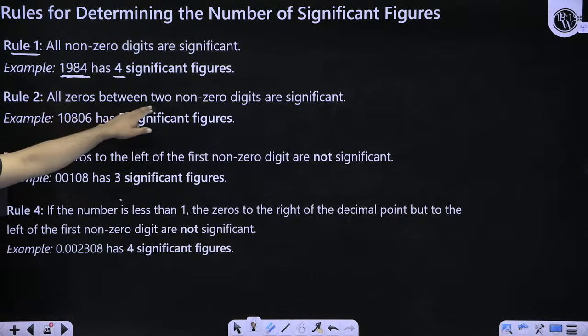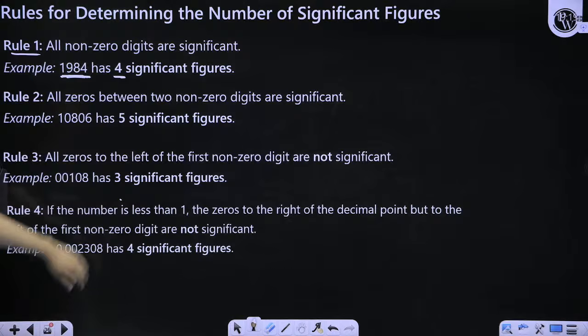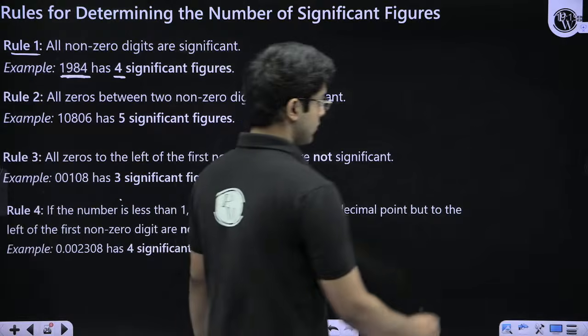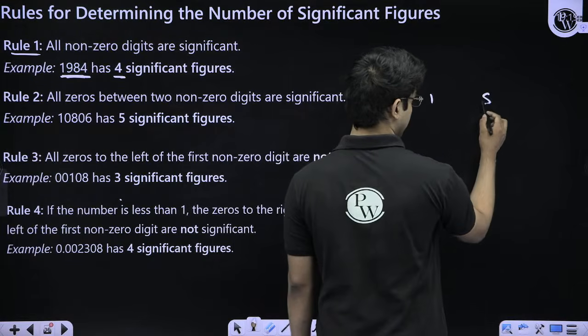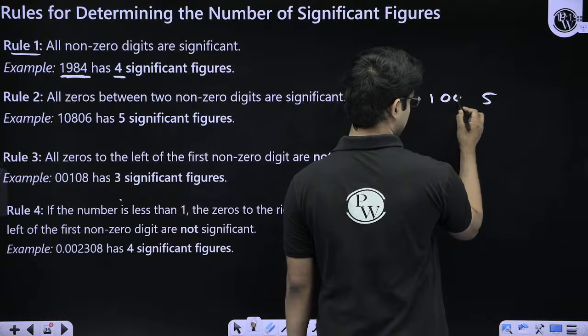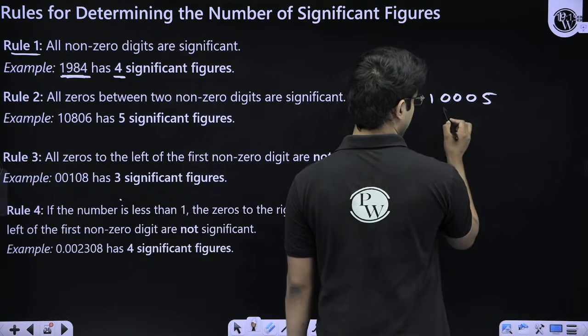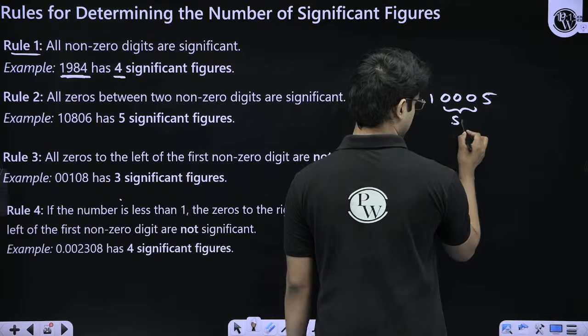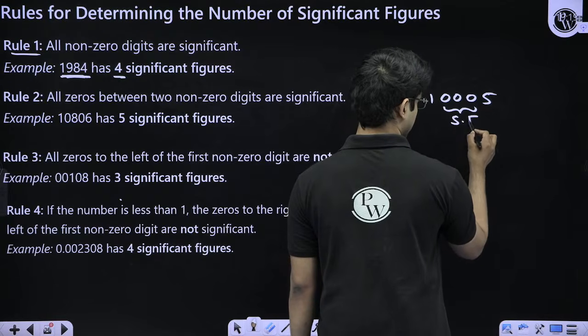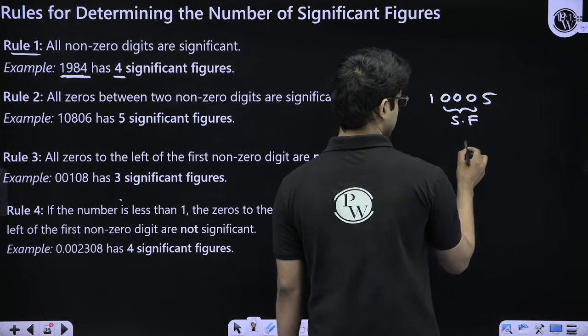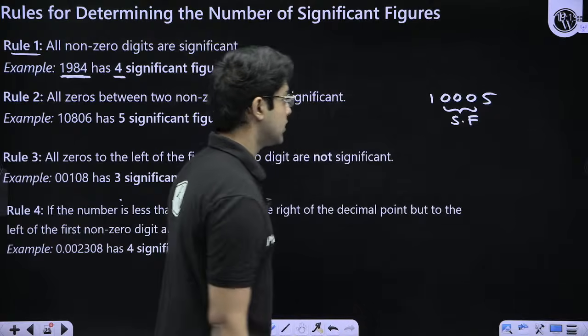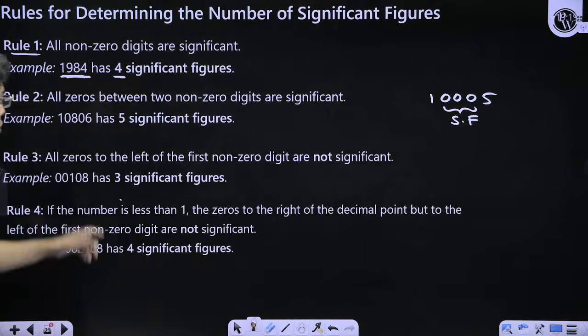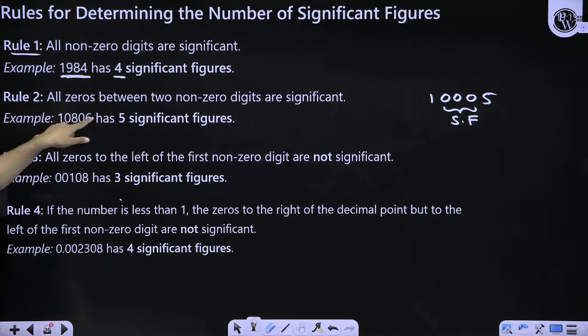All the zeros between 2 non-zero digits are significant. So if you have 2 non-zero digits, let's say 1 and 5, and we have 3 zeros sandwiched between this 1 and 5, then these zeros are significant. Okay, these are significant zeros. So any zero that is sandwiched between 2 non-zero digits is also significant. So here these 2 zeros are significant basically.